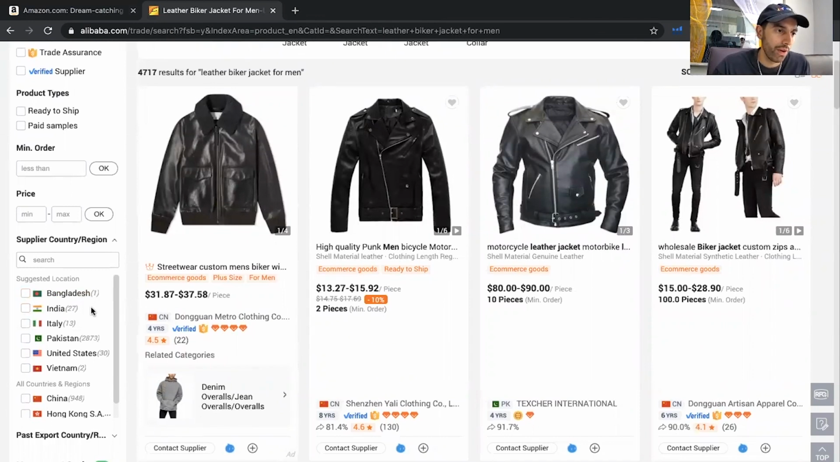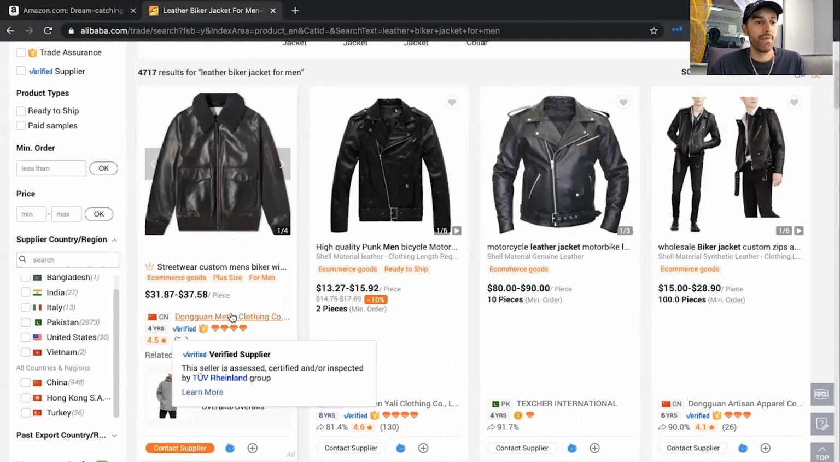So we've got Bangladesh 1, India 27, Italy 13. But look at this, Pakistan, 2,873 product listings from Pakistan. But China's only got 948. So there's about 3 times as many listings coming from Pakistan than there are from China. So that's really good information to know.